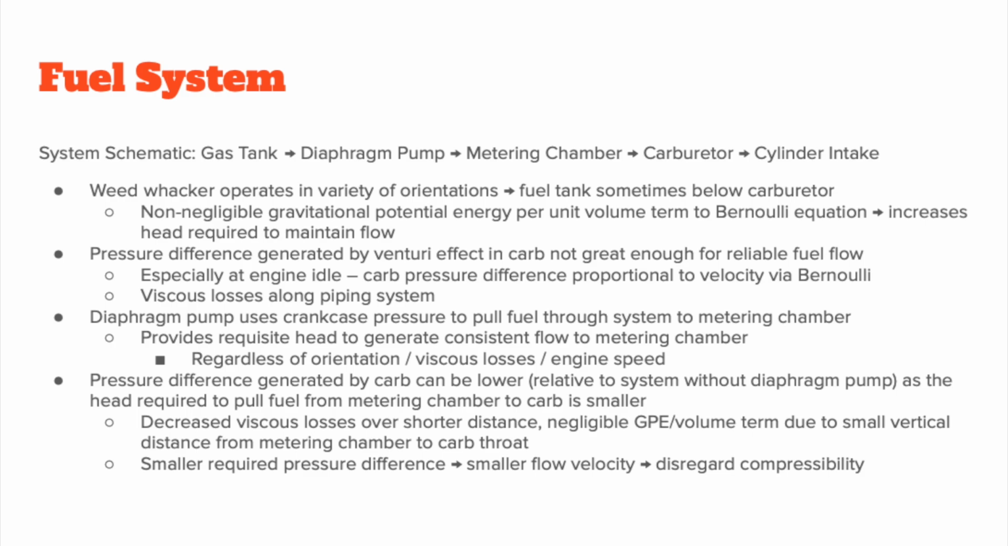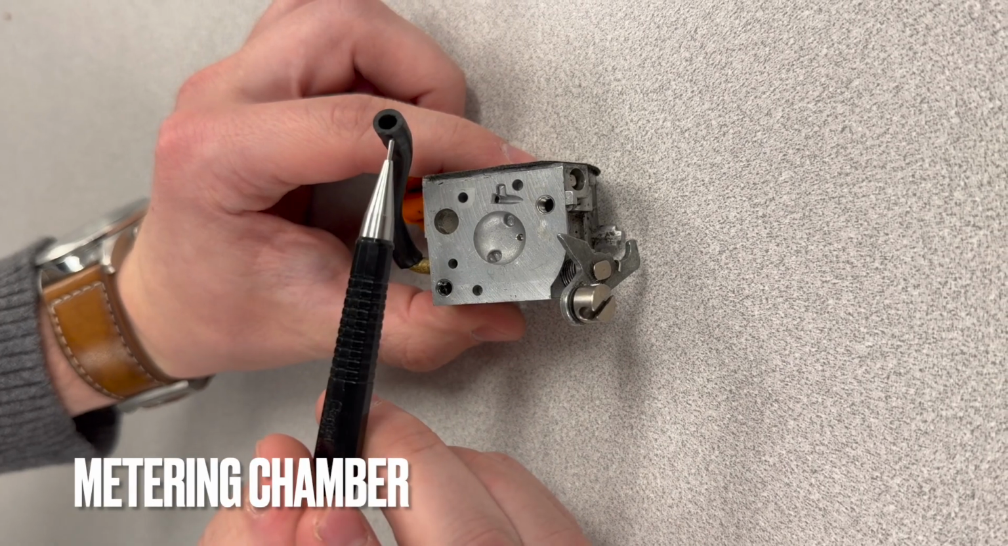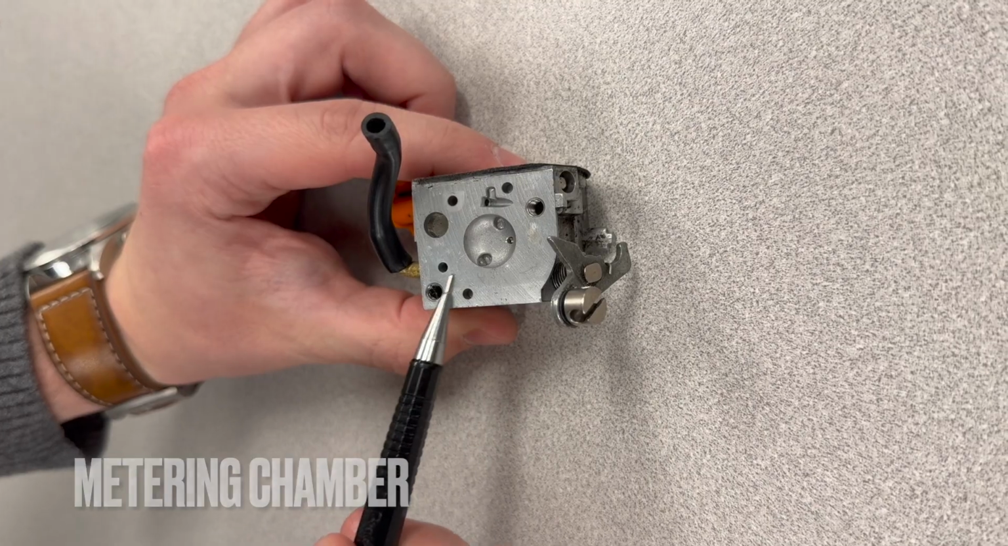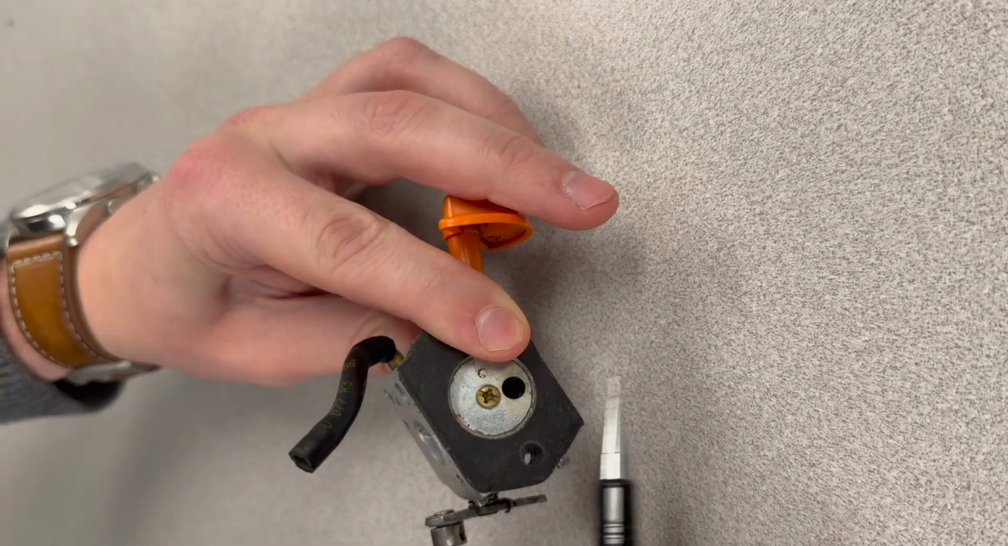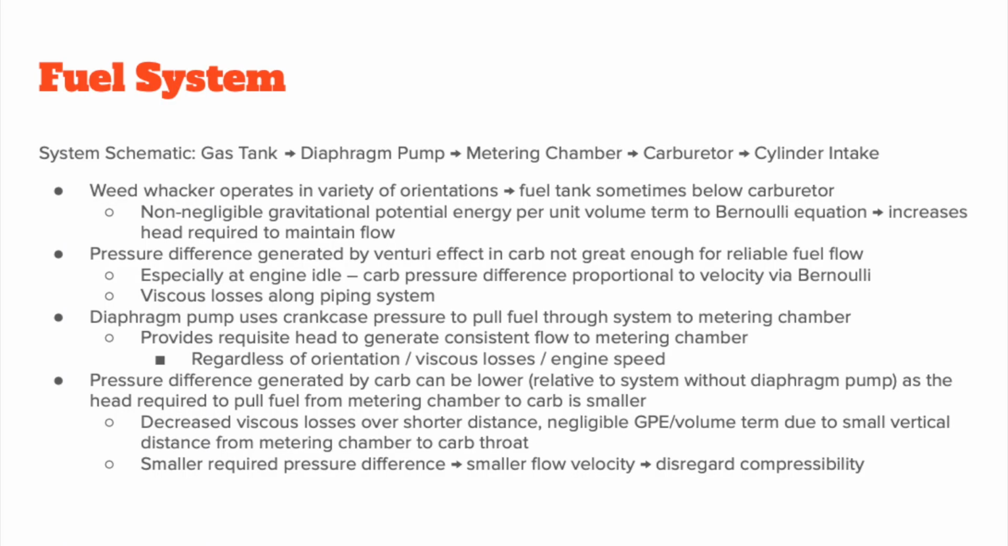When combined with viscous losses in the fuel lines, we can see that the pressure difference generated by the Venturi effect in the carb is, alone, not great enough for reliable fuel flow. This effect is exacerbated when the engine is idling. At slower RPMs, the flow velocity decreases in the carb, subsequently decreasing the pressure difference that pulls the fuel in. This necessitates the presence of a diaphragm pump, which uses the changing pressure in the crankcase as the piston oscillates to consistently pull fuel through the system to the metering chamber.